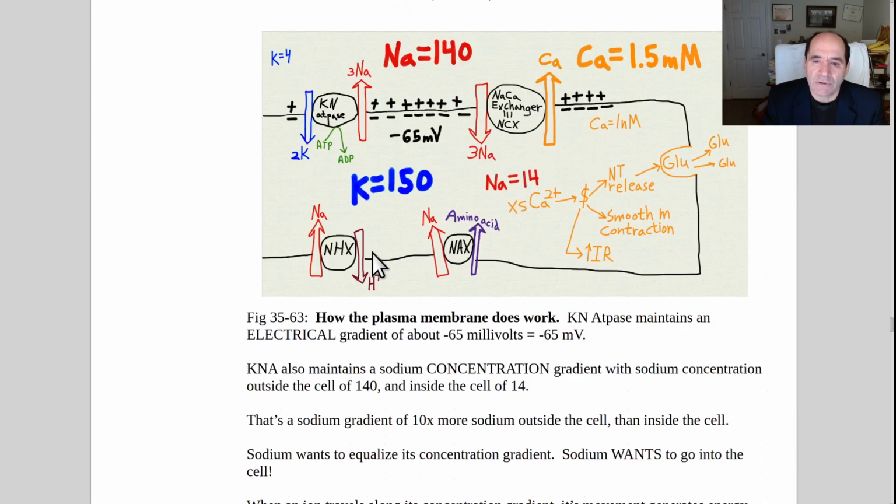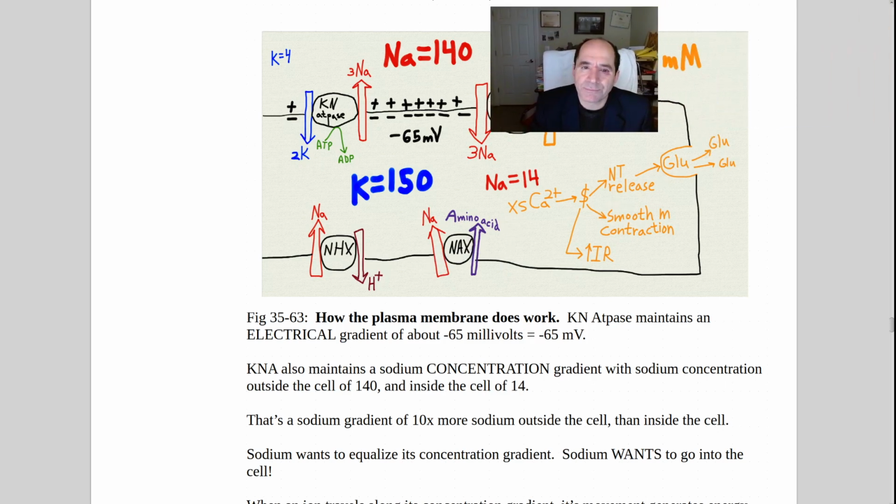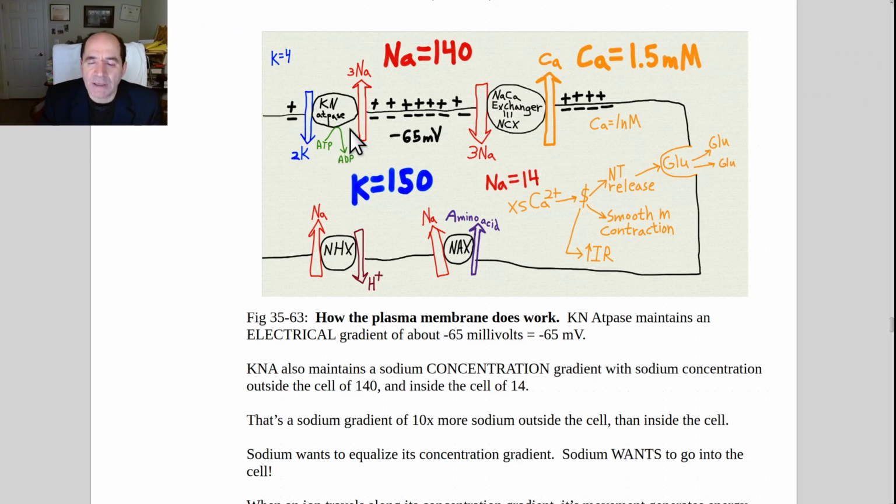Okay, so here's a more detailed slide to show what happens in a cell. You've got the same potassium-sodium ATPase pump, bringing 2 potassium in, 3 sodium out. The bottom line is you're pumping more positive charge out, so you establish an electrical gradient inside the cell, negative 65 millivolts. It's also a chemical gradient because you've got 10 to 1 sodium outside the cell compared to inside, like 14 inside per 140 outside. So sodium really wants to come in for electrical reasons, to move towards a negative charge, and for concentration gradient reasons, to equalize its concentration on both sides of the plasma membrane.